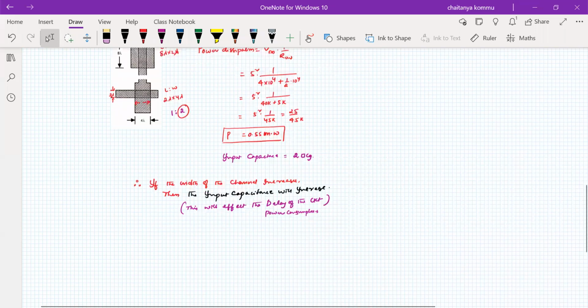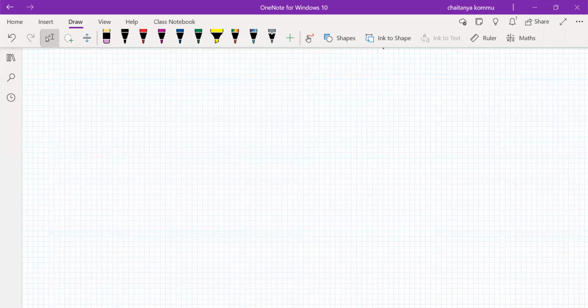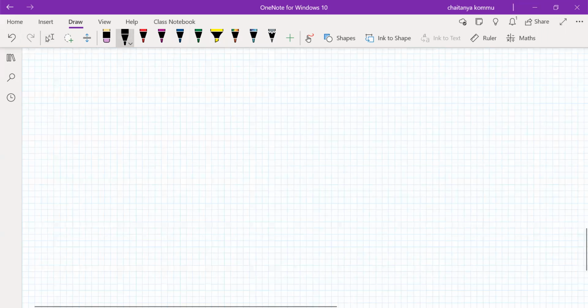Okay, now fine. Let us now understand some points related to the NMOS NAND gate. Let us consider an NMOS NAND gate.